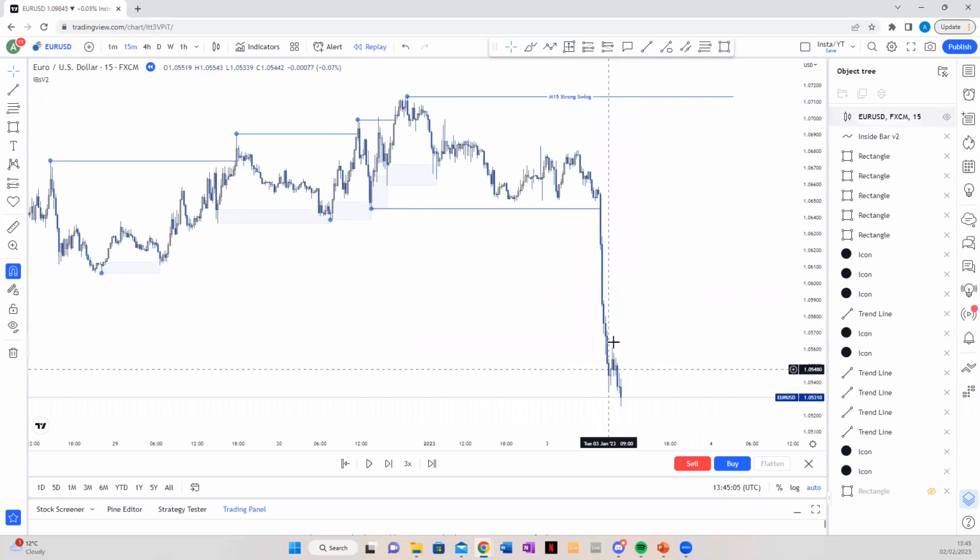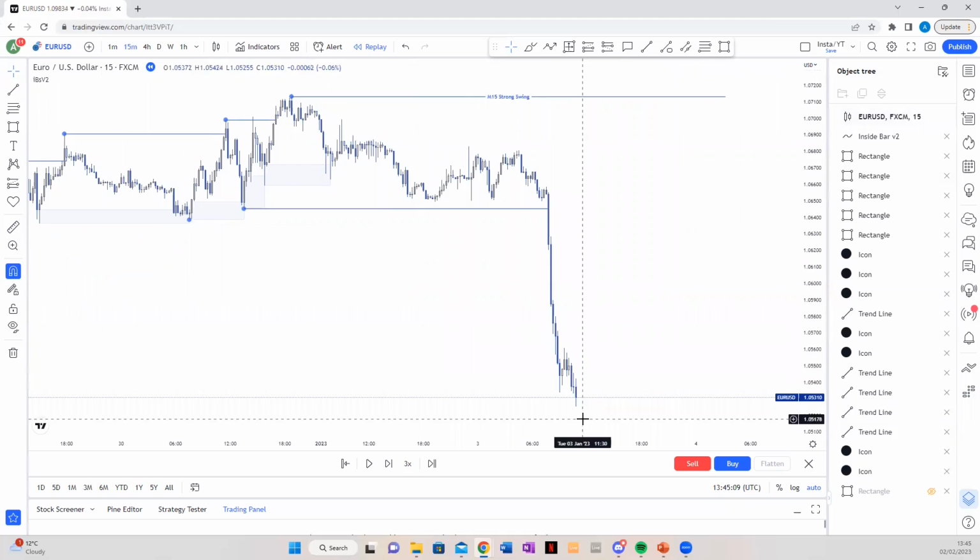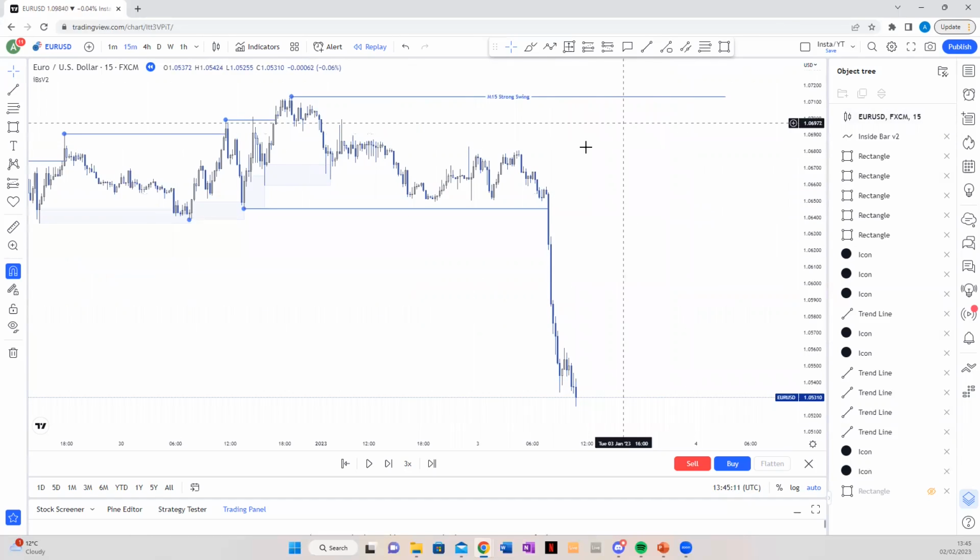Do we want to consider this as a swing pullback? For me, I would be saying no, definitely not. This does not classify as a swing pullback. We're nowhere near the EQ or premium prices. I can even mark this out for you guys.